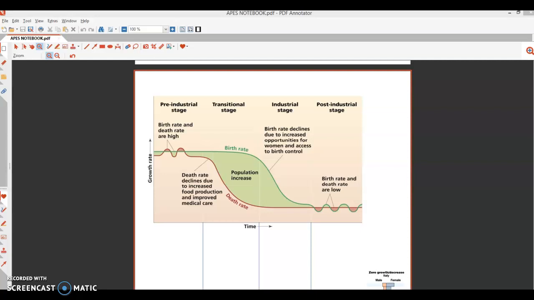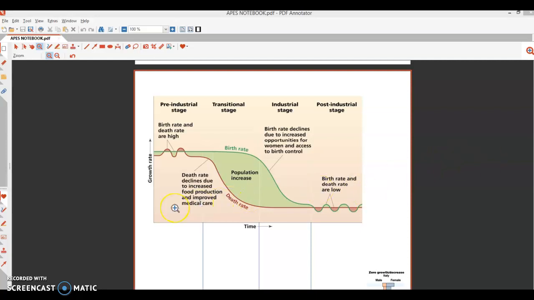So the next thing we're going to look at is what's called demographic transition. This image is showing you how a country progresses from a developing country to a developed country. We're going to talk about what each one of these stages is and what happens in that stage, and then look at some specific examples of countries that fall into each one of these categories.